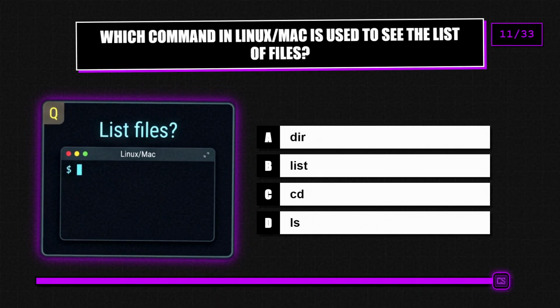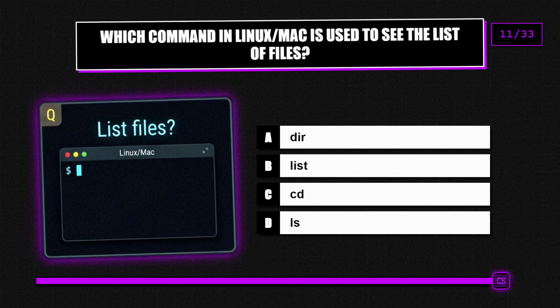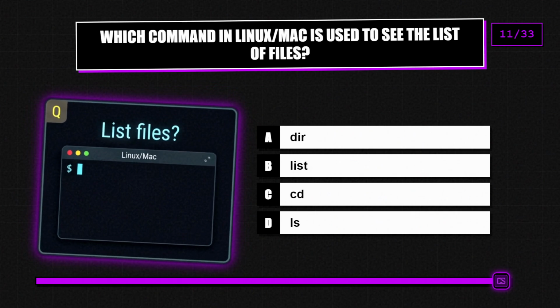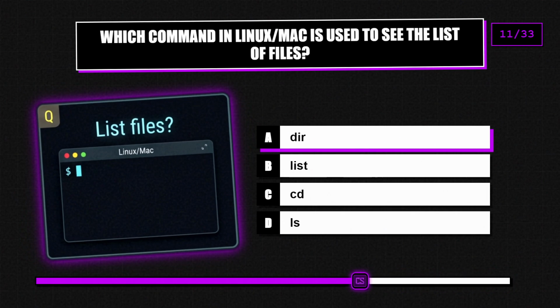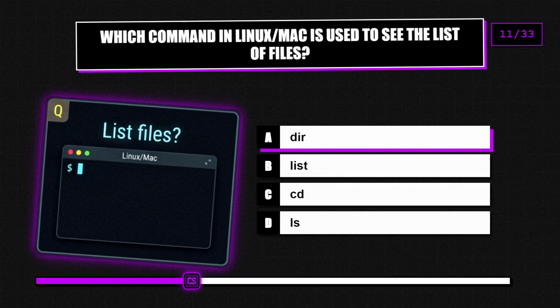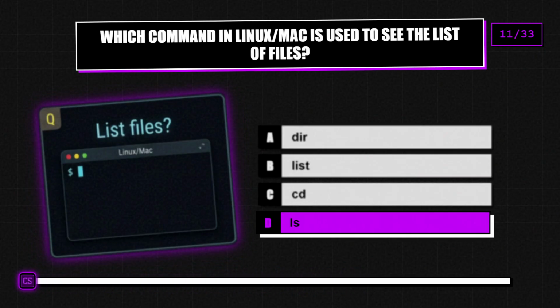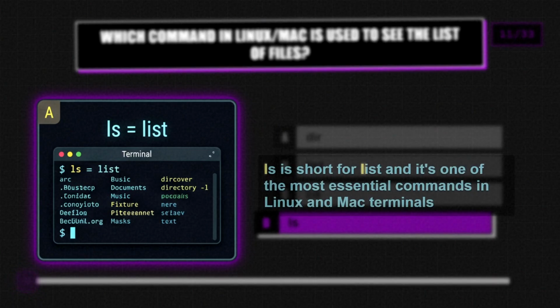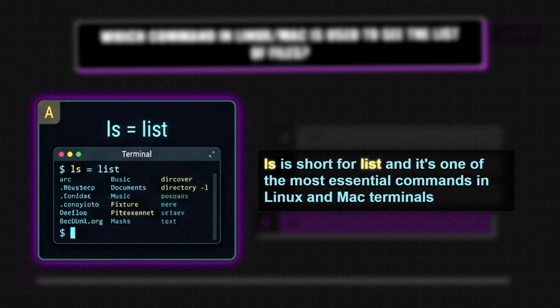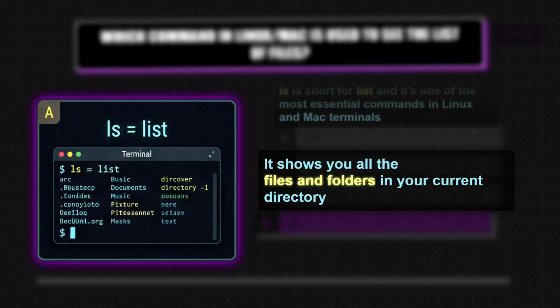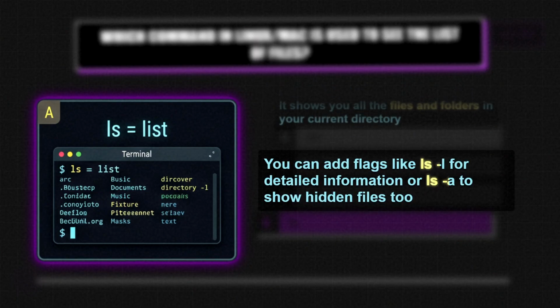Which command in Linux/Mac is used to see the list of files? ls is short for list, and it's one of the most essential commands in Linux and Mac terminals. It shows you all the files and folders in your current directory. You can add flags like ls -l for detailed information, or ls -a to show hidden files too.